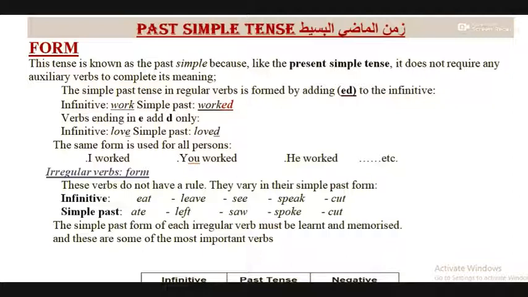The most important part of any tense is the verb, so in the past simple tense we use the second conjugation of the regular and irregular verbs. The simple past tense in regular verbs is formed by adding -ed to the infinitive, but with the irregular verbs they vary in their simple past form. As you can see here, the verb eat is an irregular verb. The simple past of it is ate: eat, ate; leave, left; see, saw; speak, spoke; cut, cut. So, the simple past form of each irregular verb must be learned and memorized, and these are some of the most important verbs.